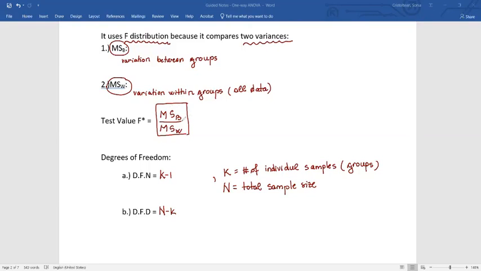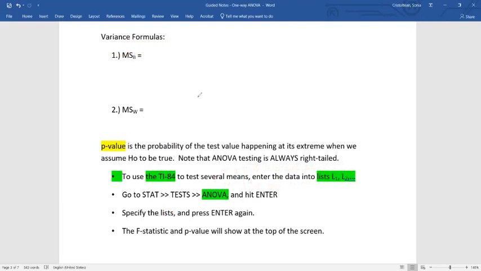In order to actually arrive at these estimates, we have to go through the sum of squares between and the sum of squares within. Sum of squares between is denoted SSB. It is the sum of squares that represents the variation among the different samples. And sum of squares within is denoted SSW. It is the sum of squares that represents the variation within samples that is due to chance.